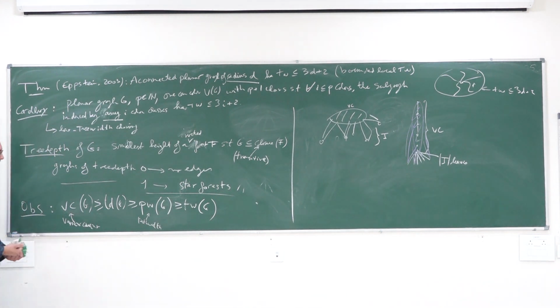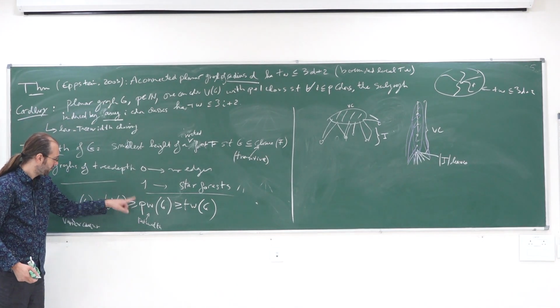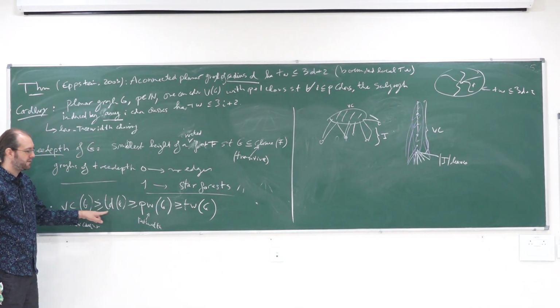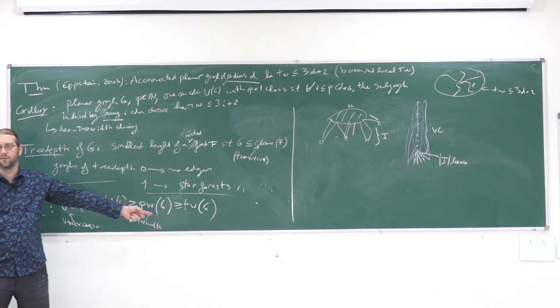So you can see that path width is a refinement of tree width, tree depth is a refinement of path width, we'll see that now, and the vertex cover is an even bigger refinement of tree depth. By the way, if you can find a small vertex cover, this will give you a tree decomposition. This can be useful sometimes.